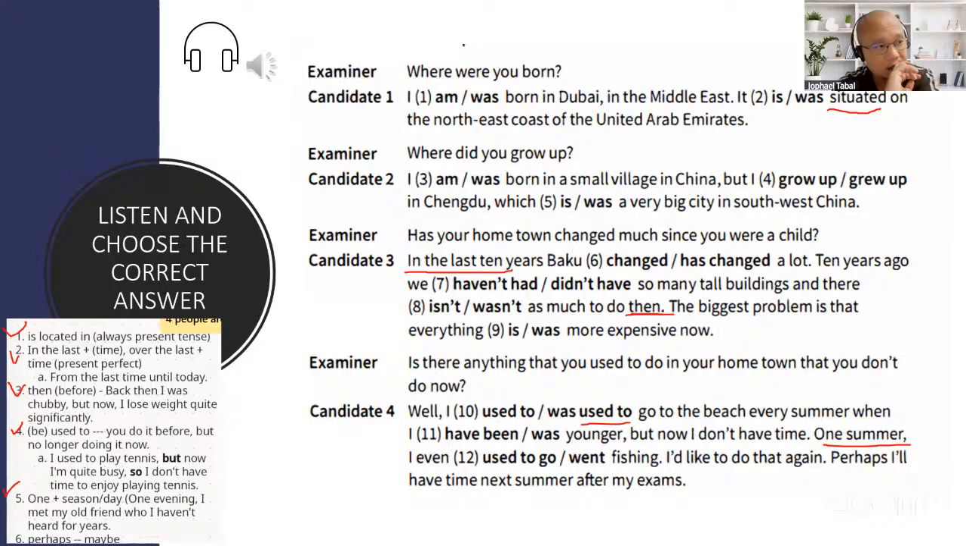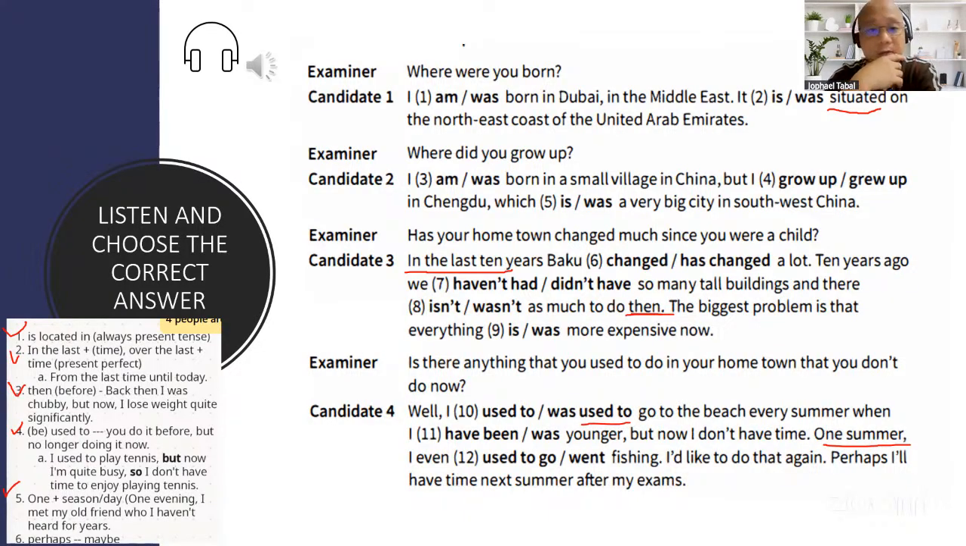4. Is there anything that you used to do in your hometown that you don't do now? Well, I used to go to the beach every summer when I was younger, but now I don't have time. One summer, I even went fishing. I'd like to do that again. Perhaps I'll have time next summer, after my exams.